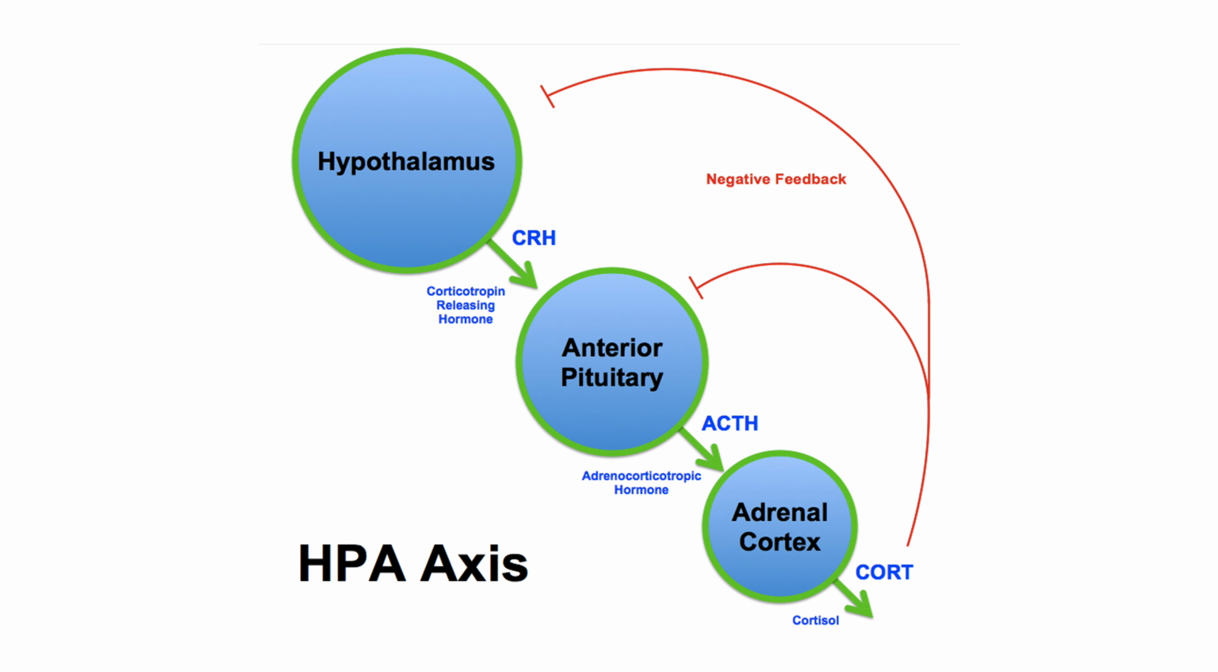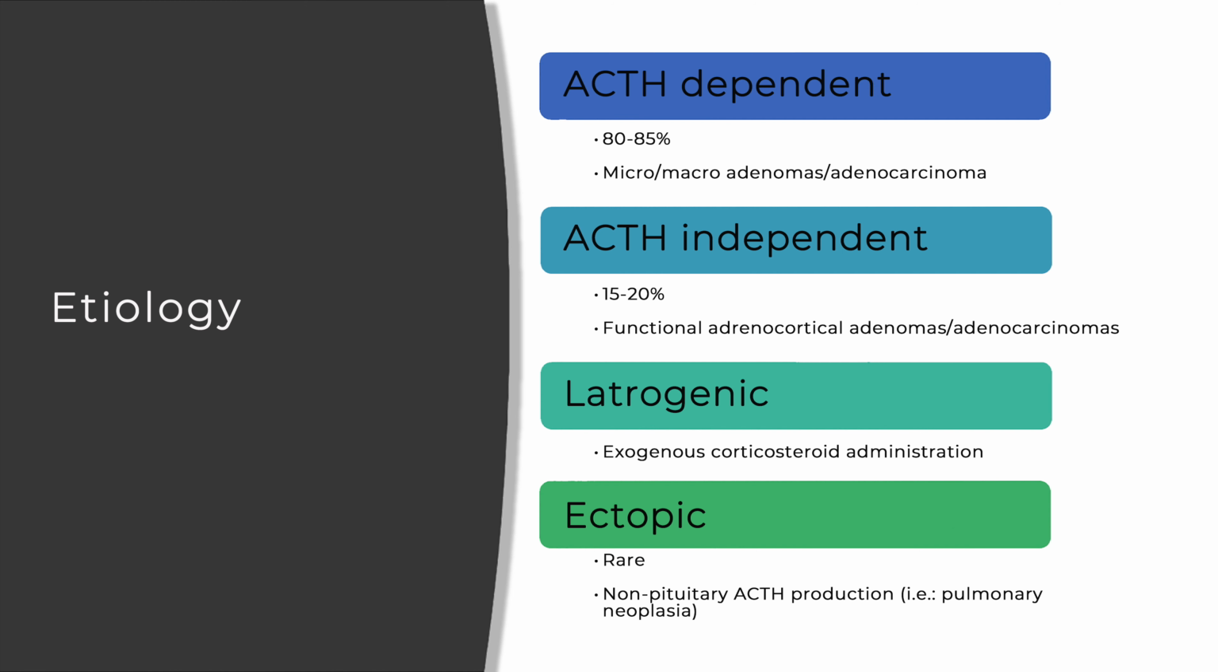Cortisol has a negative feedback effect at both the level of the hypothalamus and the anterior pituitary. Approximately 85% of patients living with Cushing's disease have what is known as the ACTH-dependent form. This is also called pituitary-dependent Cushing's disease. Most patients have micro or macroadenomas in their pituitary gland. Rarely, these lesions can be cancerous, so both micro and macroadenocarcinoma are also possible differentials.